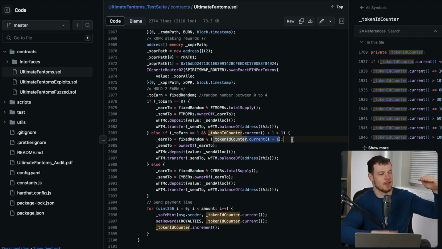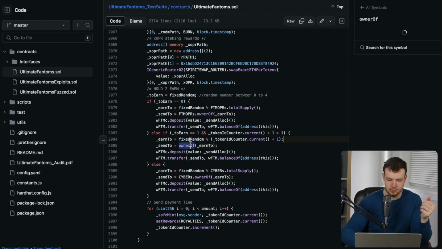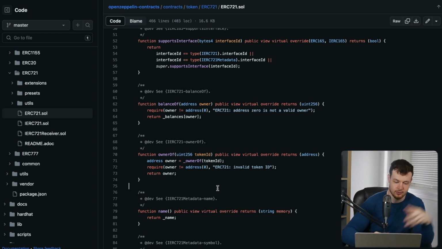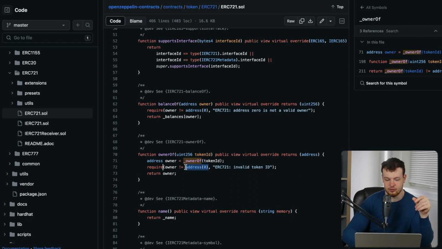That means there's a decent chance, if we have a small token ID counter, that I'm going to get a token ID here, and I'm going to get an earn2 as a result that corresponds to an NFT that actually doesn't exist. So what will happen when we call owner of? Of course, if we pull up the ERC 721 implementation here, we can see owner of, if we get this owner of and it is 0, e.g.